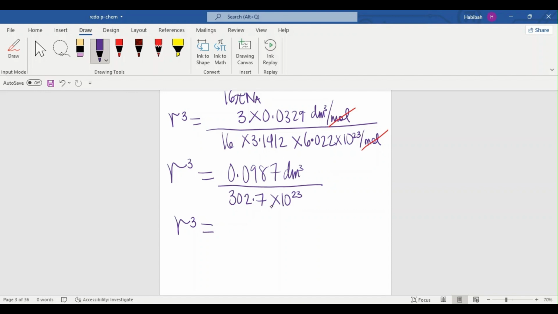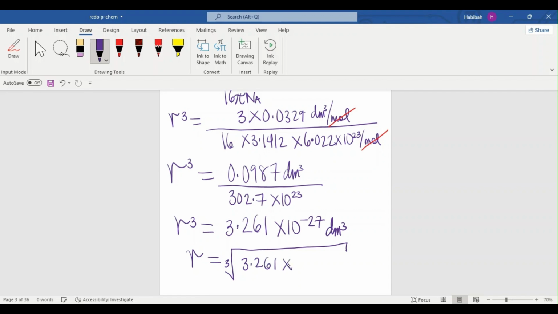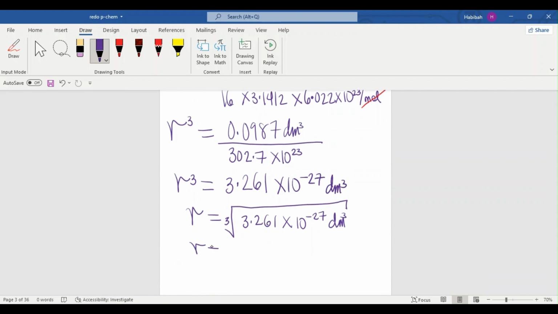When you put that in your calculator, you end up with 3.261 times 10 to the power of negative 27 decimeter cube. Now we can simply determine the value for r by taking the cube root of this. When you take the cube root of that, you have r is equal to 1.48292 times 10 to the power of negative 9. When you take the cube root of decimeter cube, you end up with decimeter. So this is the answer to this question, honestly.